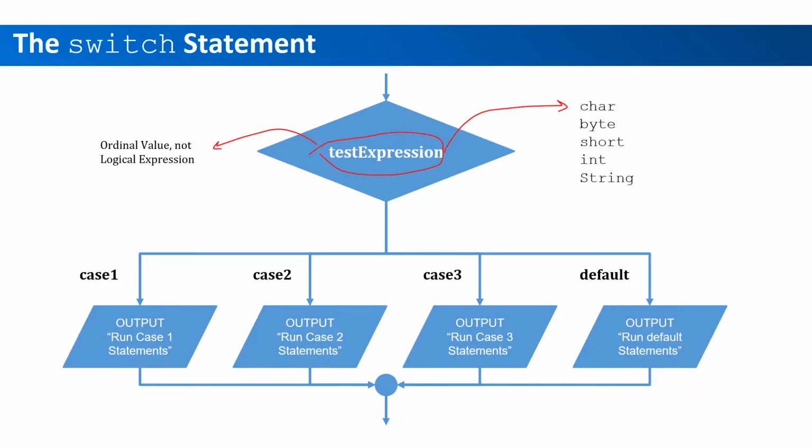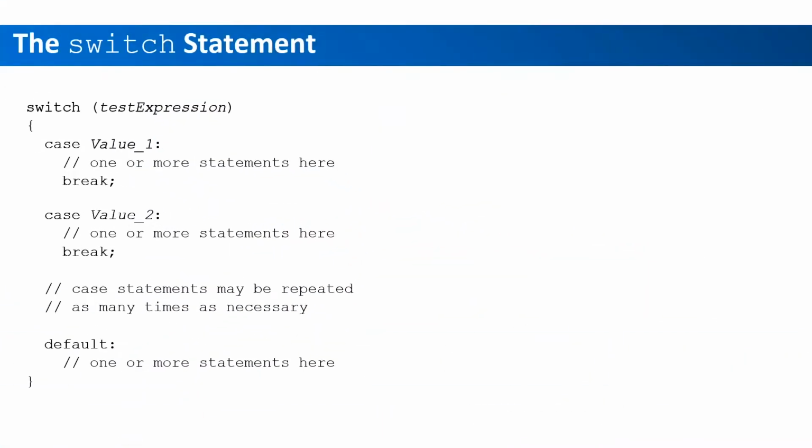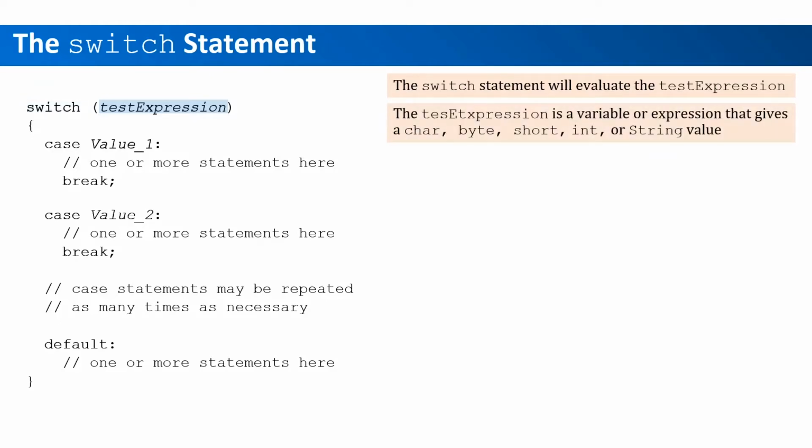So how do we write a switch statement in Java? You start with the switch keyword, which is used to evaluate the test expression between the parentheses. Notice that the test expression could be a variable, a literal, or a complex expression that results in a char, byte, short, int, or a string.